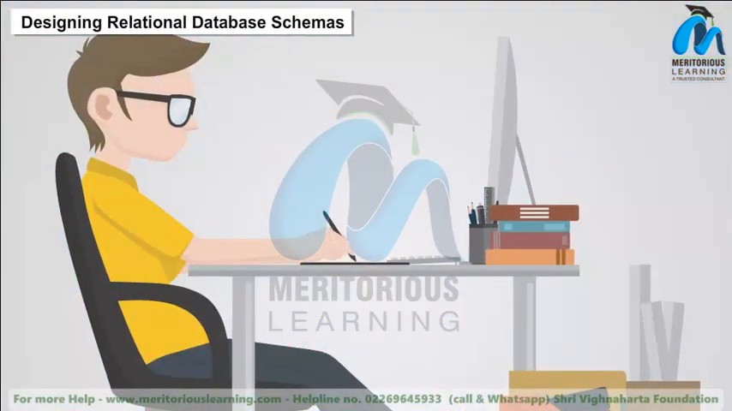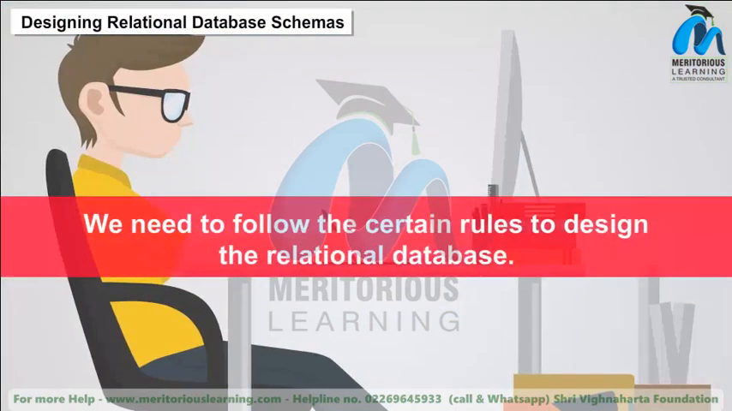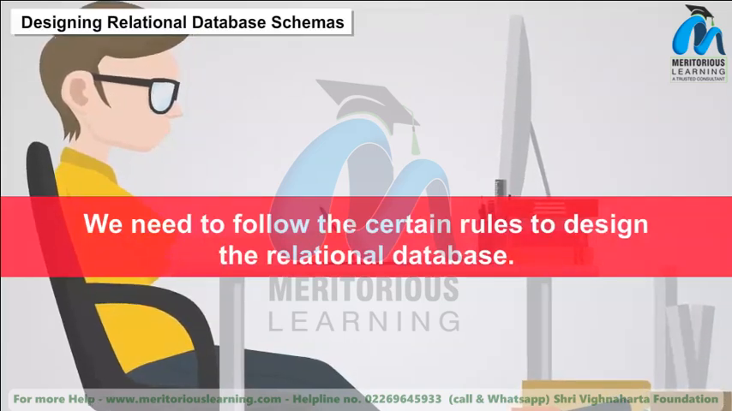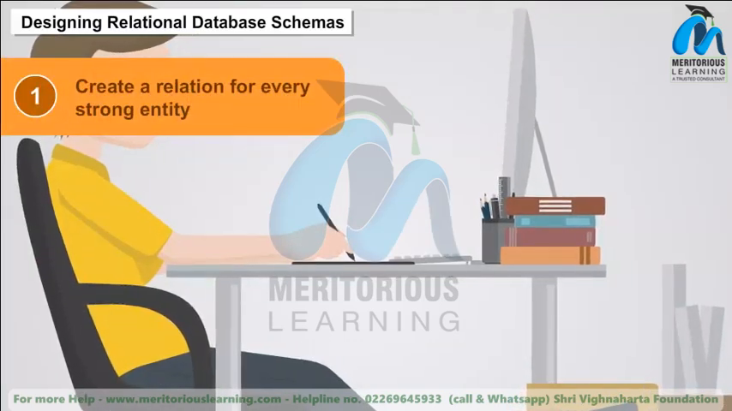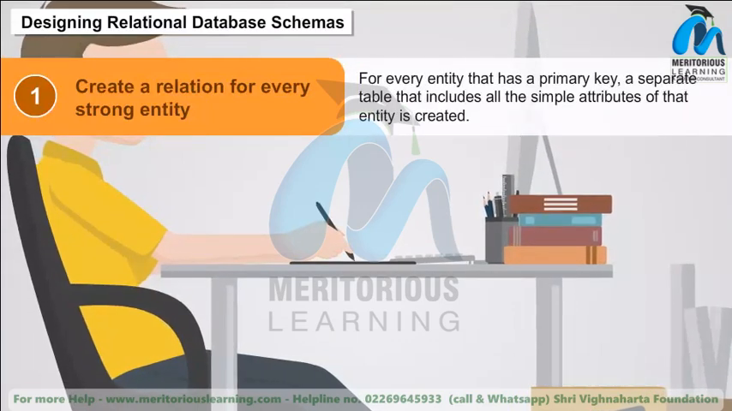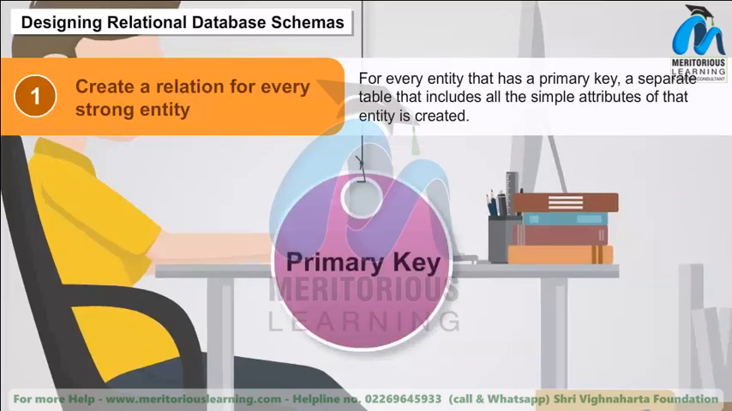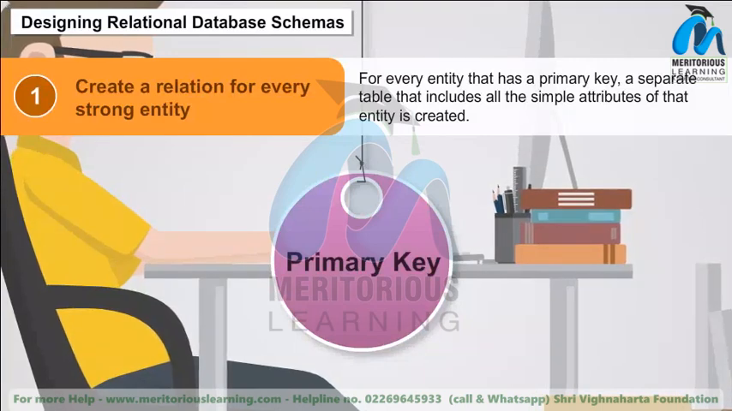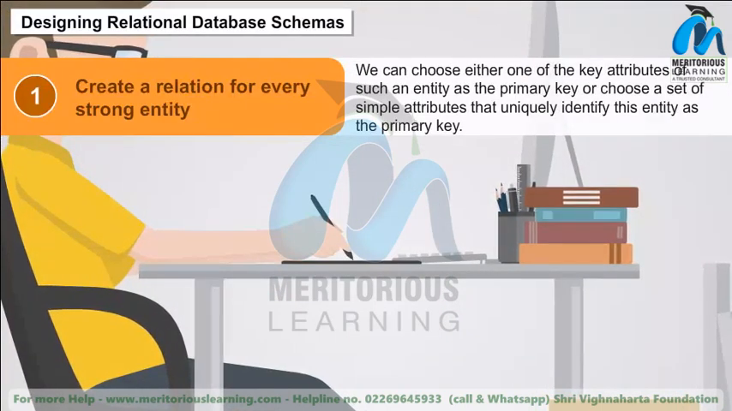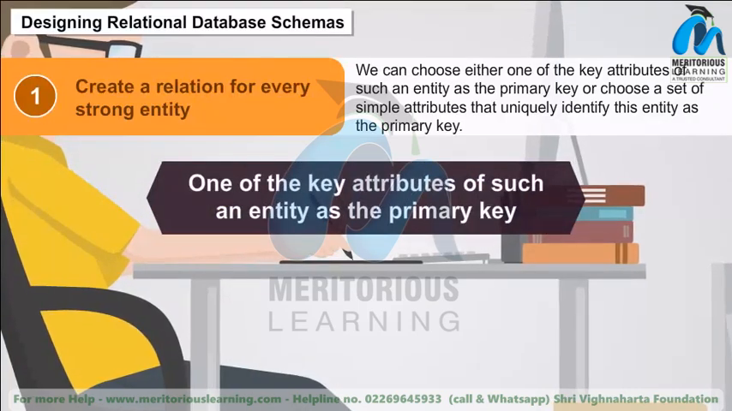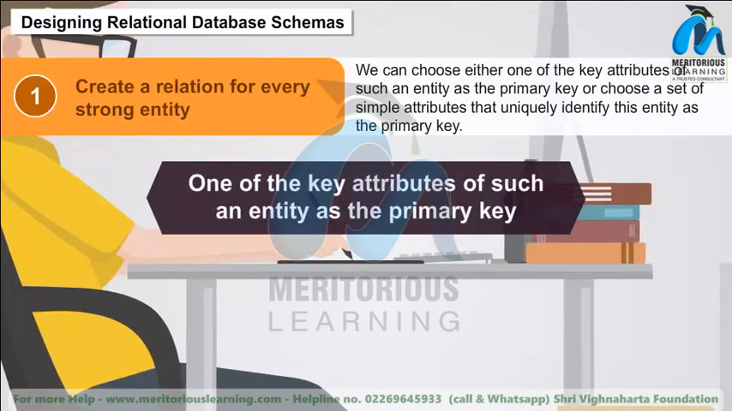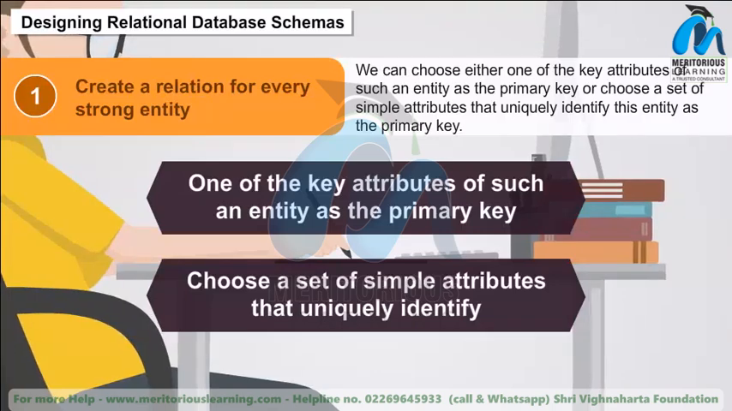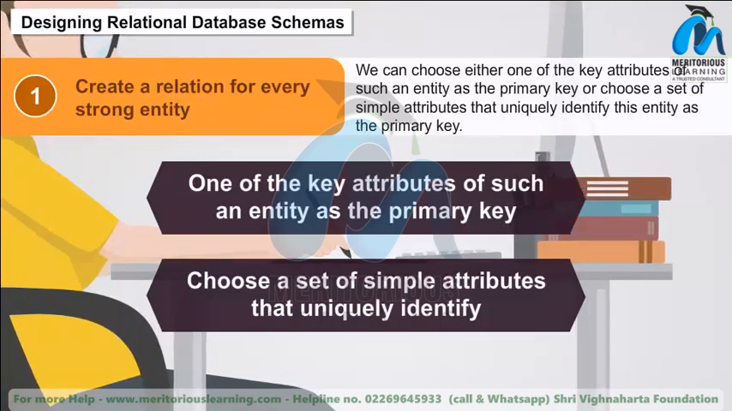Designing relational database schemas. We need to follow certain rules to design the relational database. 1. Create a relation for every strong entity. For every entity that has a primary key, a separate table that includes all the simple attributes of that entity is created. We can choose either one of the key attributes of such an entity as the primary key, or choose a set of simple attributes that uniquely identify this entity as the primary key.